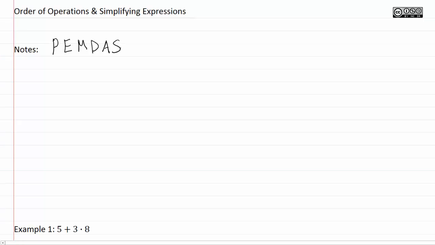P-E-M-D-A-S. Some people remember this by remembering the phrase, "Please excuse my dear Aunt Sally." And I'm just going to capitalize each first letter. So: please excuse my dear Aunt Sally. I capitalize the first letter in each word because those are the most important things to us as we're talking about solving equations.